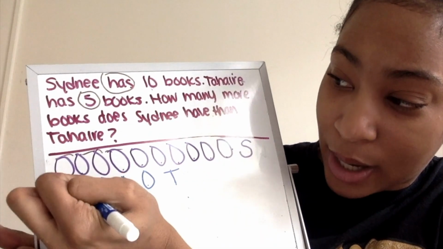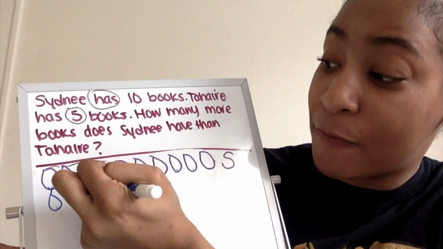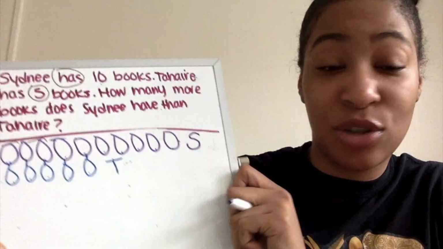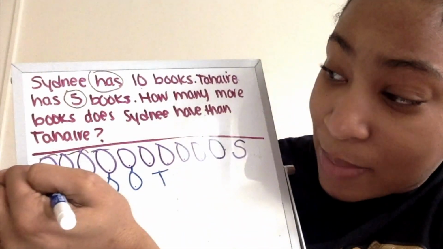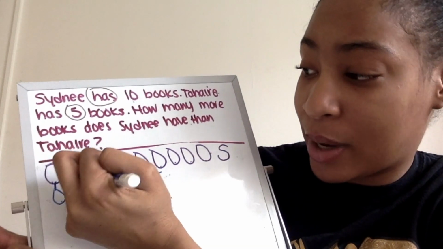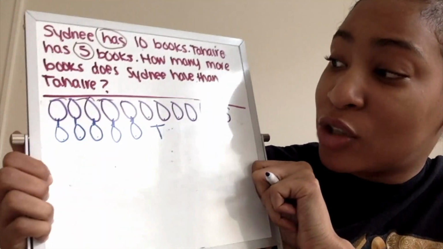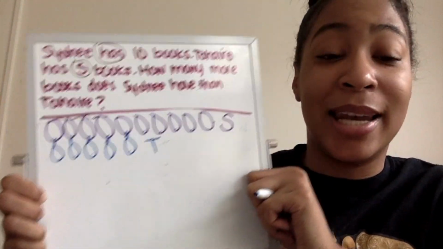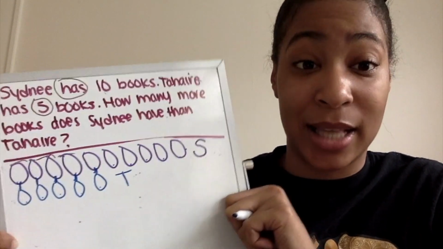So they have 1, 2, 3, 4, 5. And as you see, Tahari doesn't have any more books. So let's go back and match them again to make sure that we have 5. 1, 2, 3, 4, 5. So now that we see Tahari's out of books, now we must count how many books Sydney has left, because that's going to be our answer.